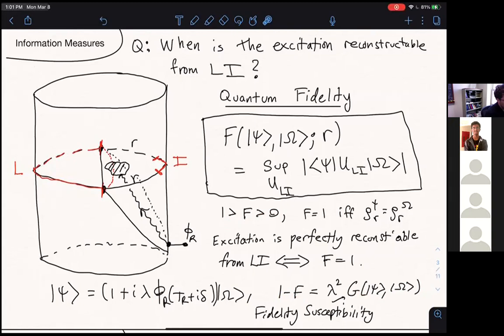Unfortunately, this is a bit technical. Even computing this fidelity susceptibility is a bit technical, and there are simpler quantities that we could compute that illustrate the main aspects of the transition.